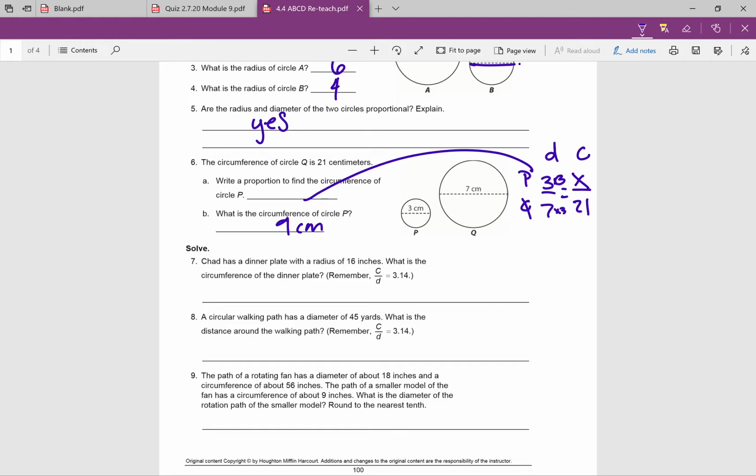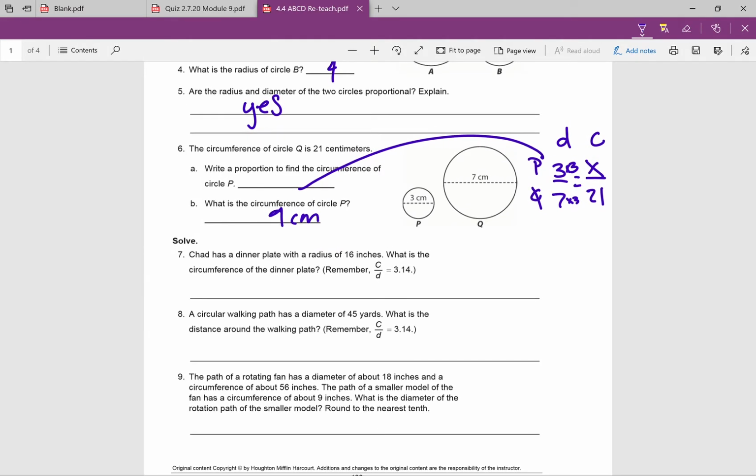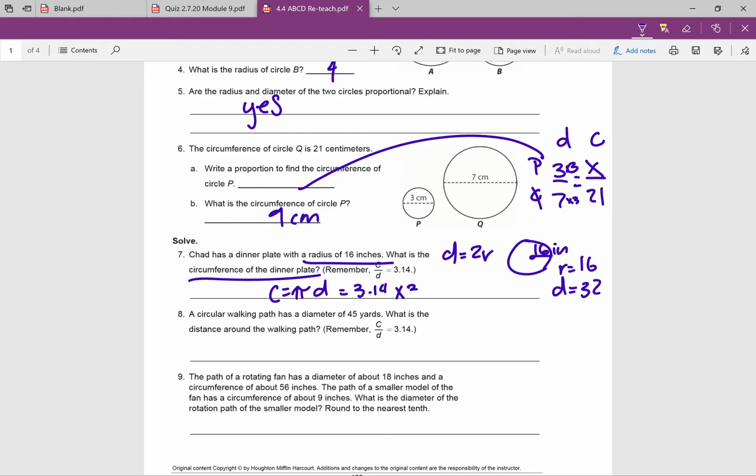Now we have a few word problems. Chaz has a dinner plate with a radius of 16 inches. So the radius is 16 inches. We need to find the circumference. So if the radius is 16, my diameter is 32, is double that. Diameter equals 2 times the radius. So C equals pi d, that's the formula. So that's 3.14 times 32. And when you multiply those two, you get 100.48, and these are inches.